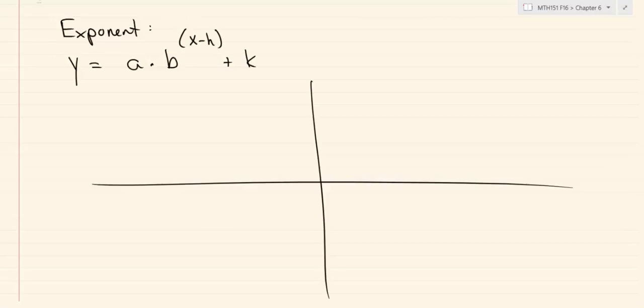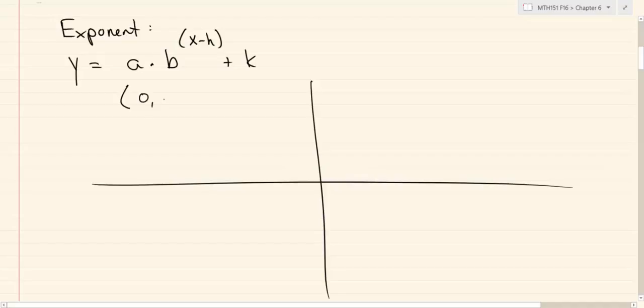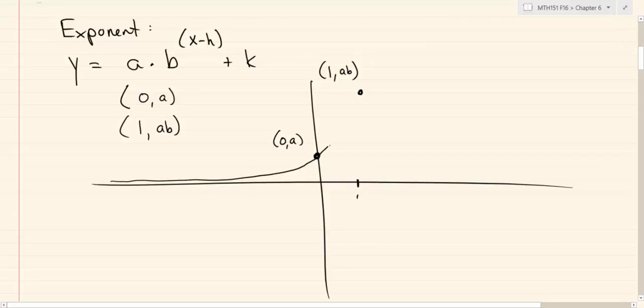So when we looked at the exponential function, we had a function that looks like this. If we were to graph the exponential function, there were a couple of key points. One key point was (0, a) and (1, ab). So (0, a) was this point right here, and then here's the point (1, ab), where a is the coefficient out in front of your equation, b is the base. And if we graph this, it probably looks something like this. And this is y equals a times b to the x minus h plus k.